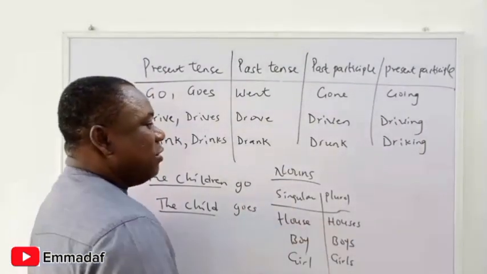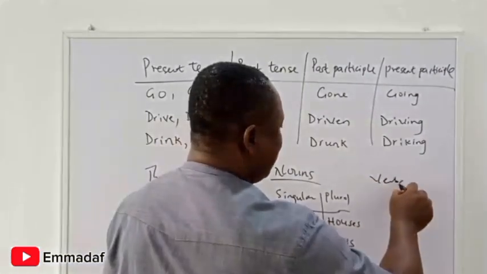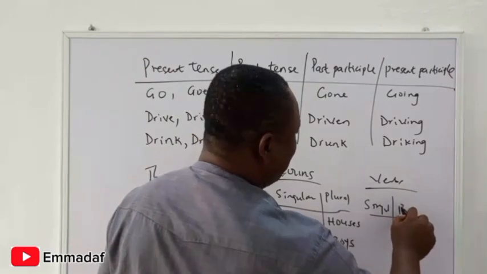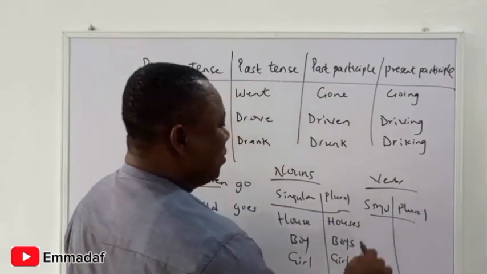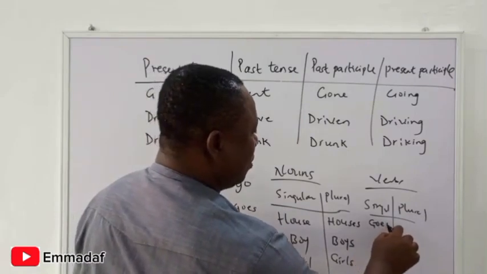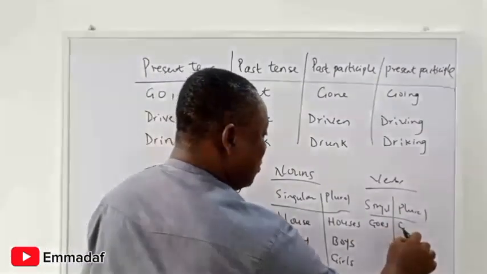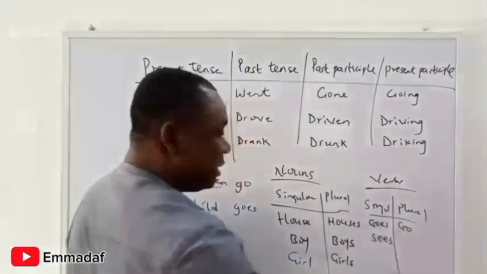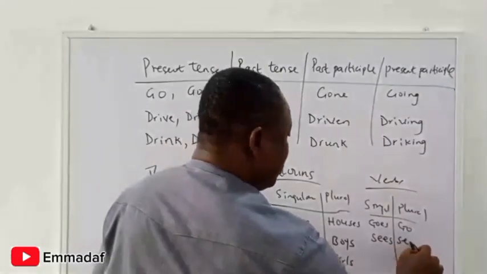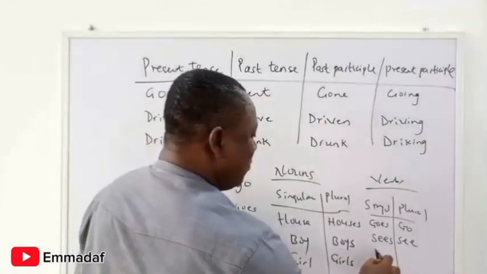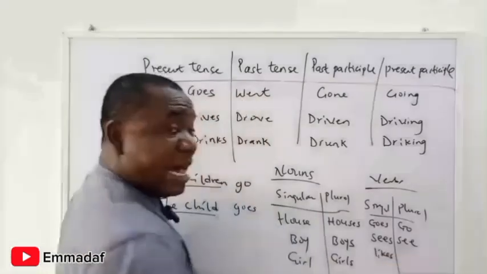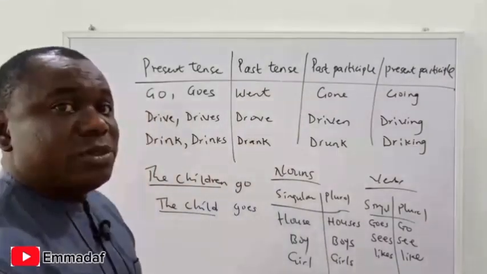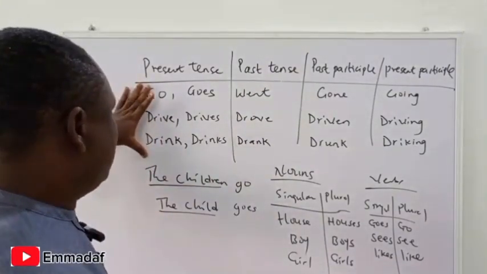So house, houses. For verbs, singular and plural. So you have goes, go, sees, see, likes, like. So take note of this distinction.